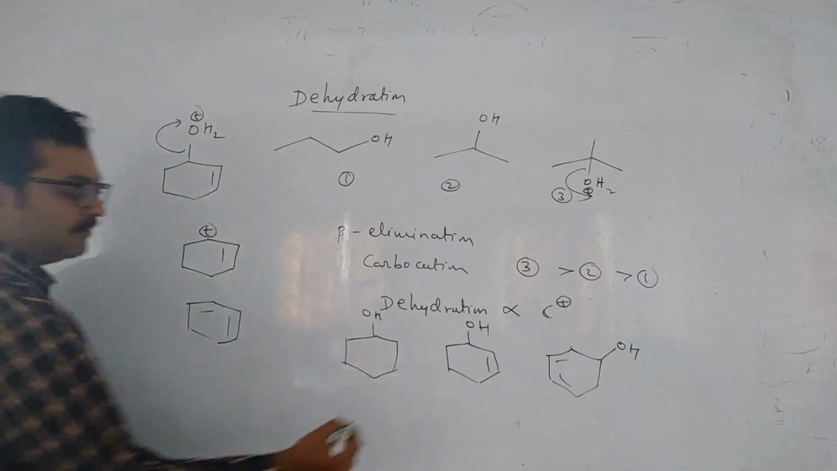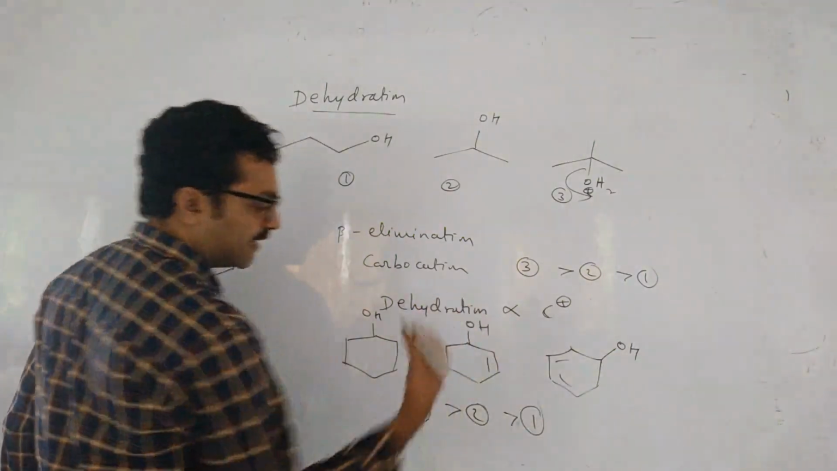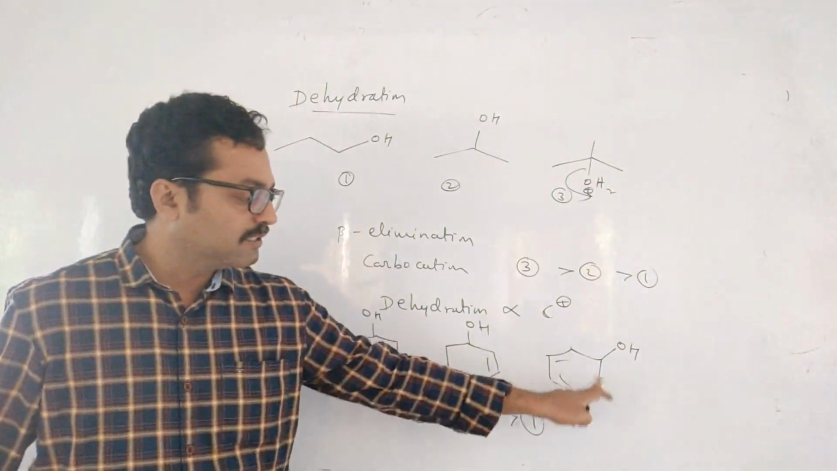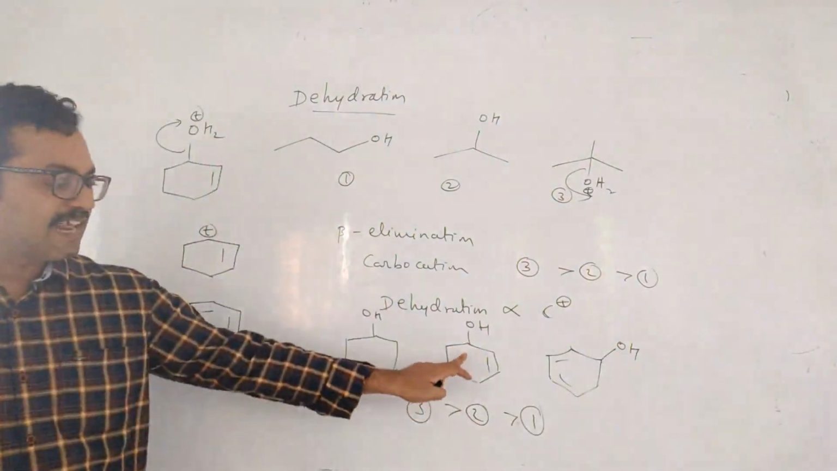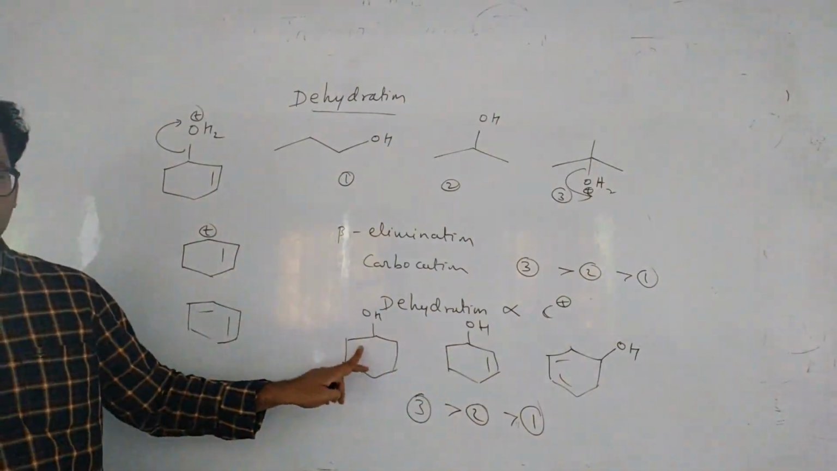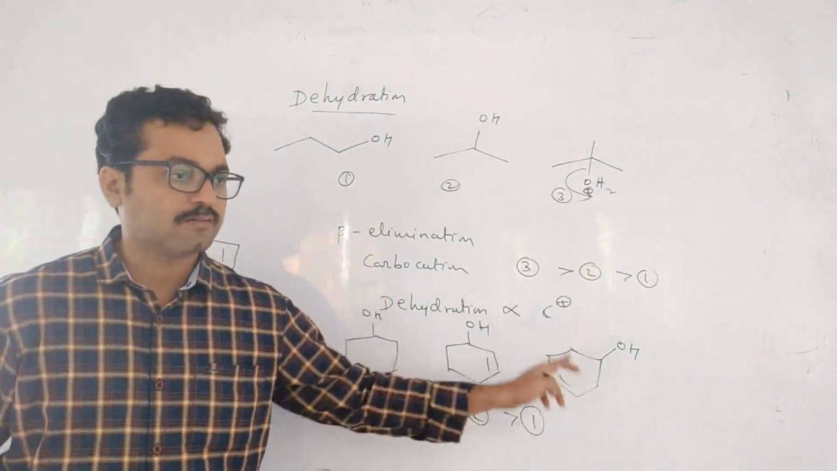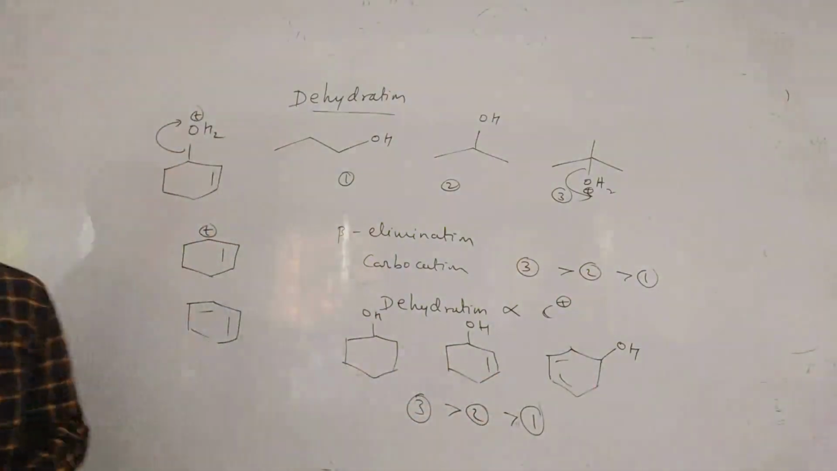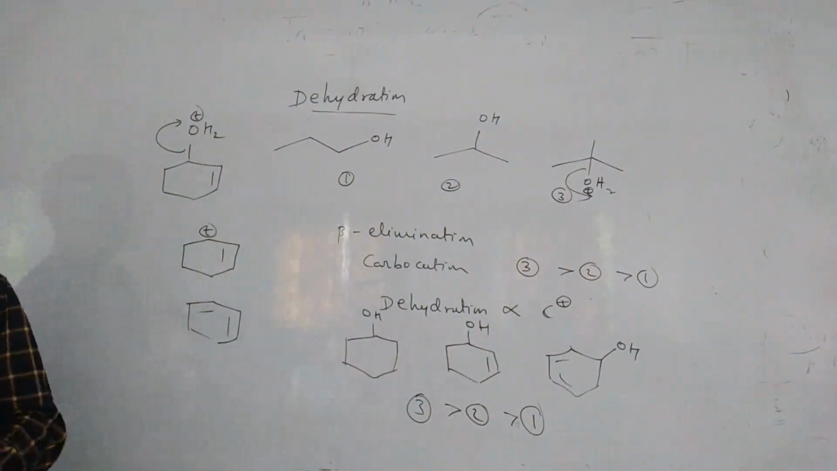Now tell me which will be more reactive? First. Understanding? Because if this goes, you will get an aromatic character, H and OH. This is an allylic carbocation, more stable. This is a secondary carbocation. So among them, extended conjugation is also there, so this will be first. Understand? This is about dehydration. Any doubt in this?